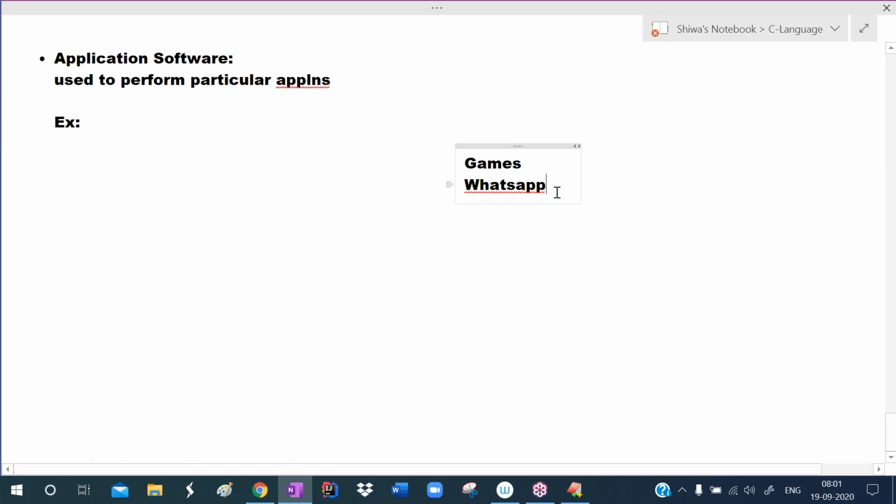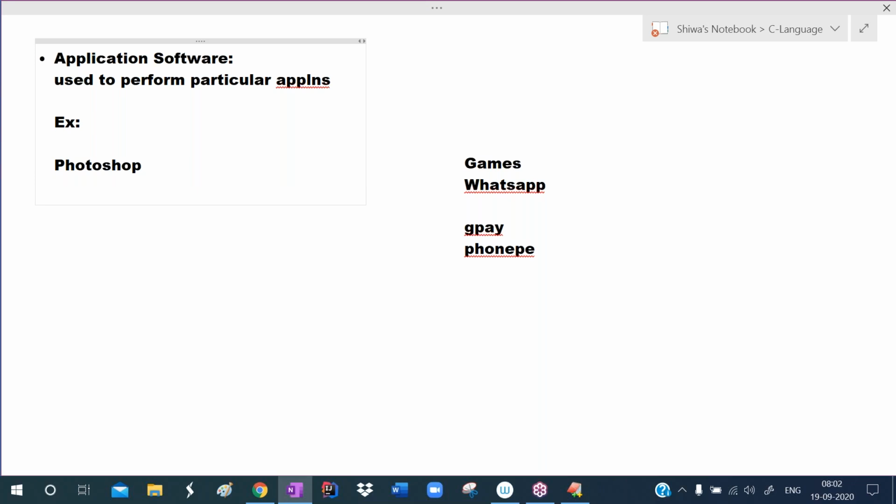Or for payments, you are using GPay or PhonePe, online payments. All these are application softwares only. I want to edit the photos. To edit the photos, we are using Photoshop. I want to read PDF files. To read the PDF files, we are using Acrobat Reader. I want to create the documents. To create the documents, we are using MS Word. I want to create the presentations. To create the presentations, I am using MS PowerPoint.